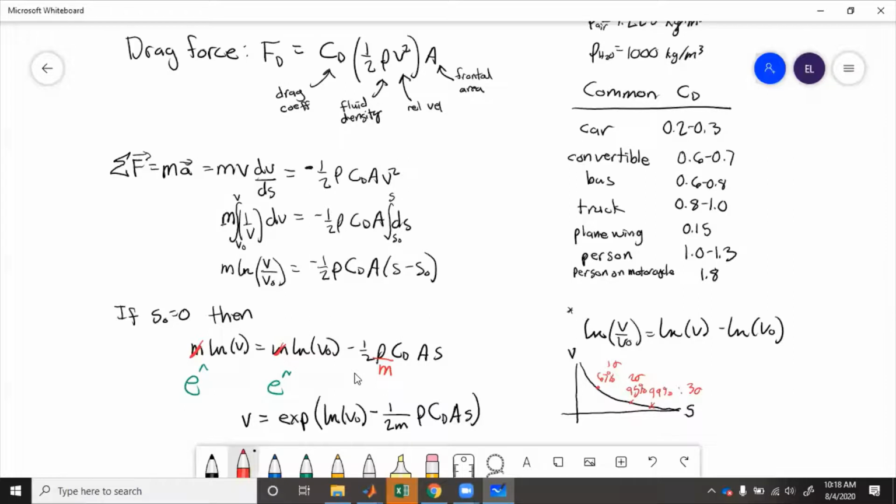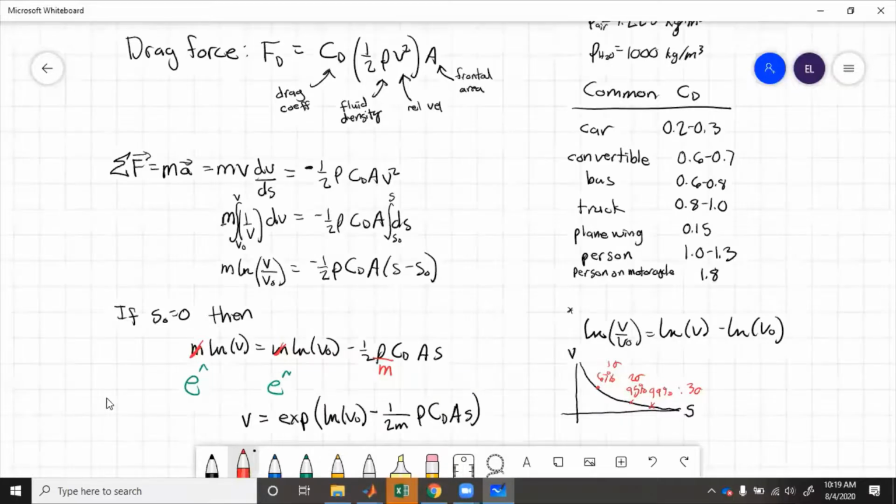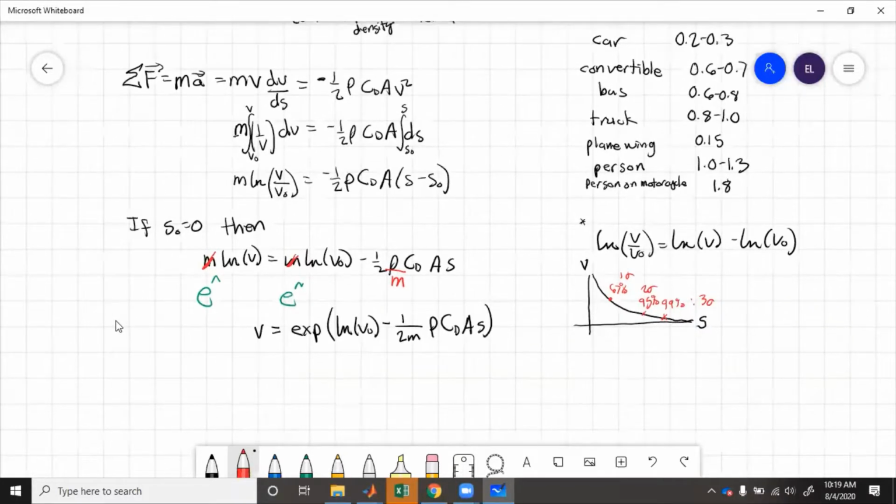Now, I don't recommend testing this out with your car on the interstate or something, unless you happen to run out of gas. But also, because there are other forces going on, like there's friction in your wheel bearings and stuff, there could be a side wind. Those things will play into the factor, and then your car will eventually stop.